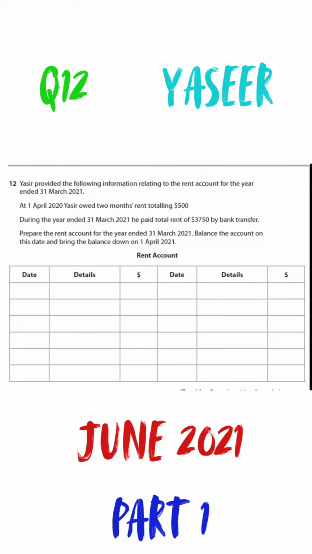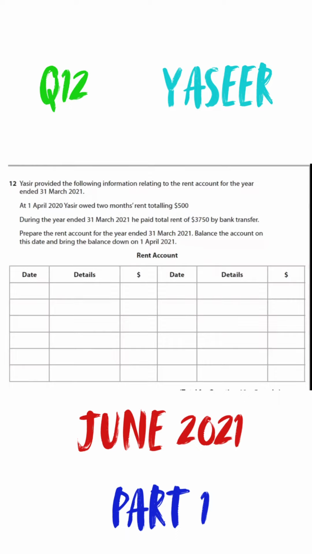This is question 12 from Edexcel IGCSE Accounting June 2021 paper 1. The question would fall under the other receivable and payable topic of our accounting syllabus. Let's dive in. The question requires examinees to prepare a rent account.